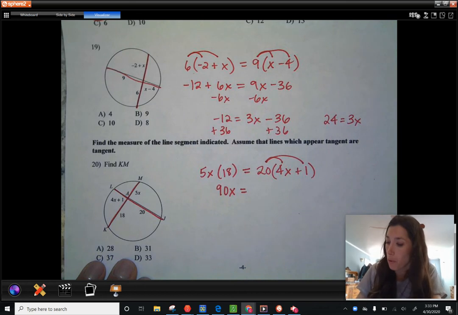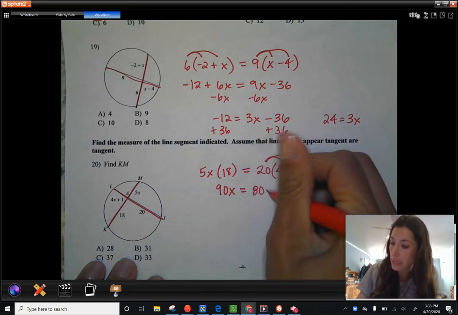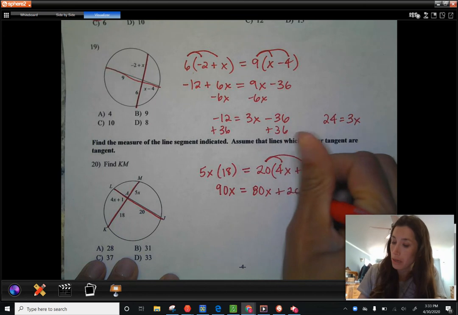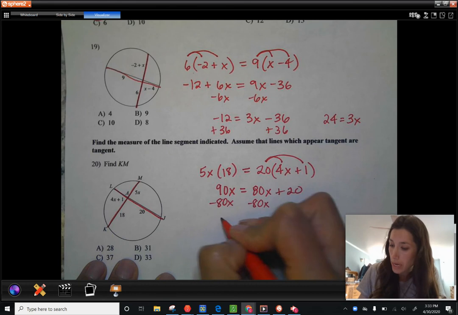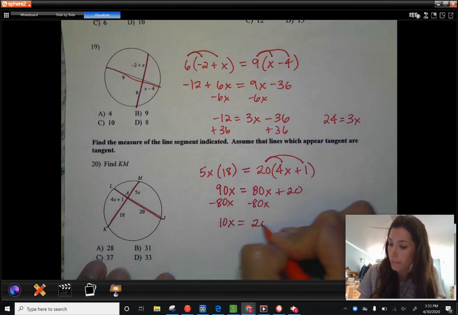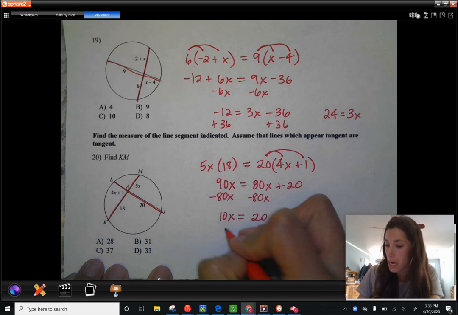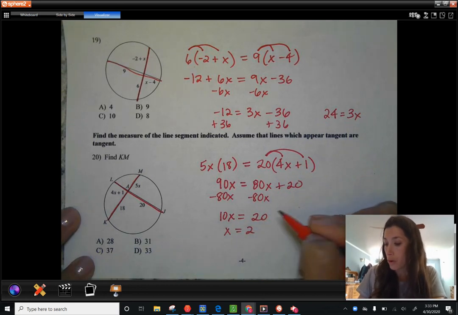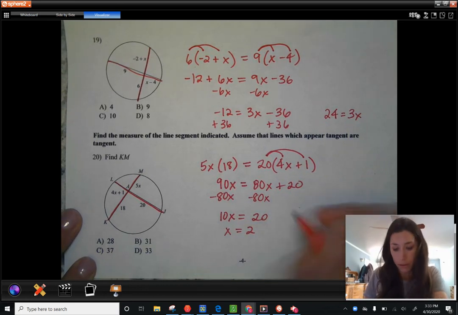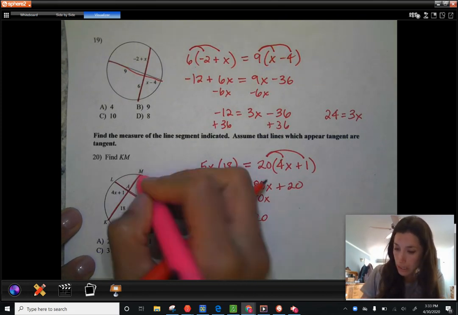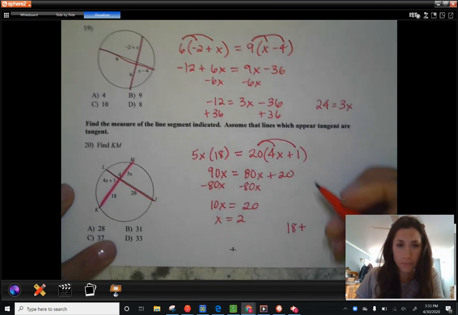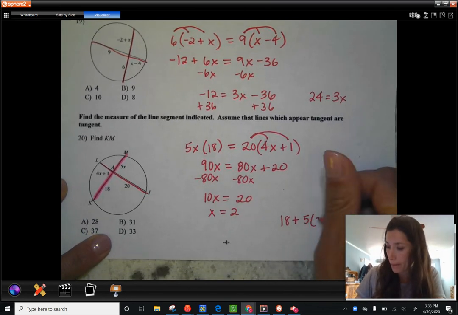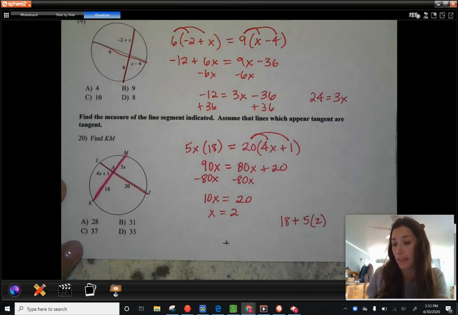So 20 times 4 is going to be 80x. 20 times 1 is 20. We can subtract 80 on both sides. So 10x equals 20. Divide by 10 on both sides. And x is 2. Now that I know that x is 2, I'm looking for the length of km, which is this line here. So km is going to be 18 plus 5 times 2. So 18 plus 10, and that will give us 28.